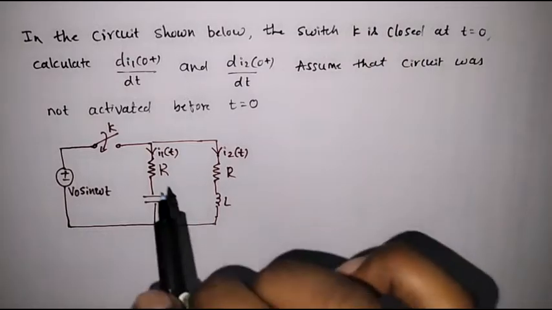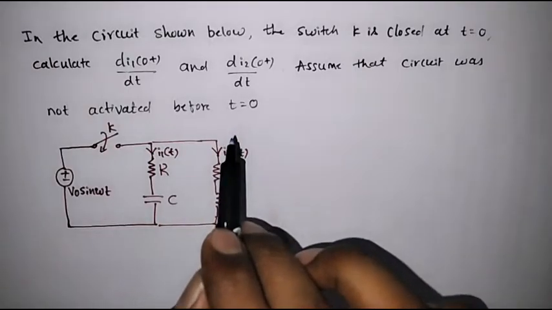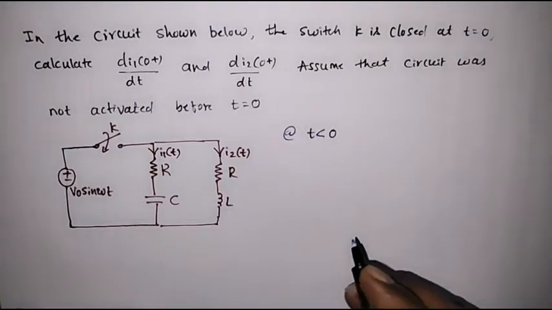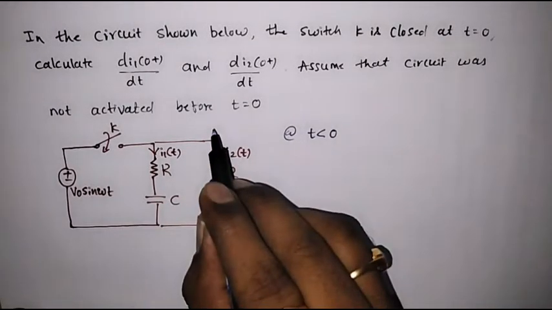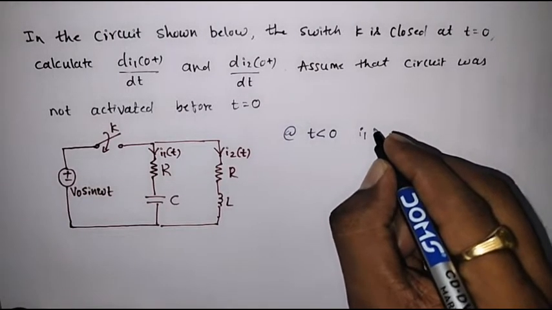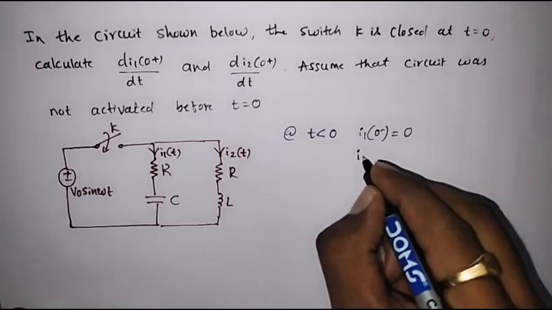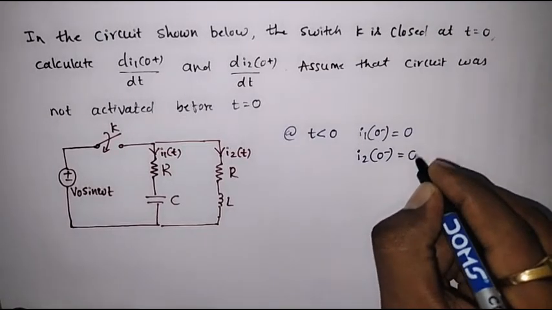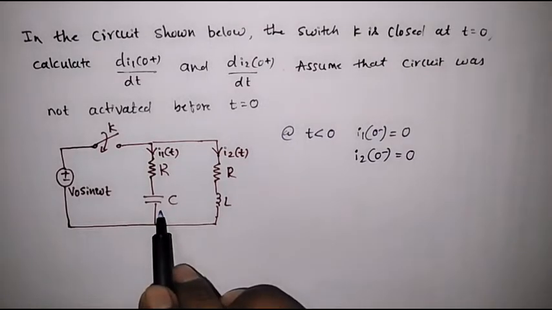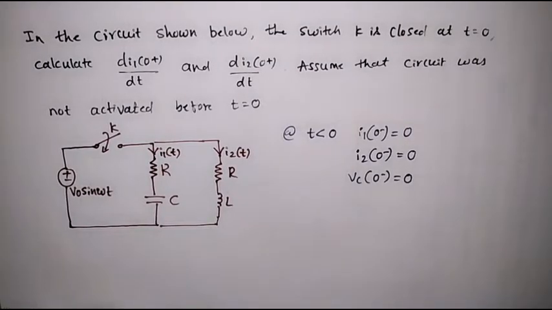Now, in the problem it is said that the circuit was not activated before t equal to 0. It means at t less than 0, when the switch was open, the circuit was not activated. It means current I1(0-) was 0, as well as current I2(0-) is equal to 0. And also we can say that the voltage across the capacitor, Vc(0-), is equal to 0.